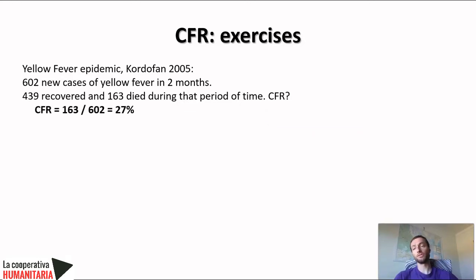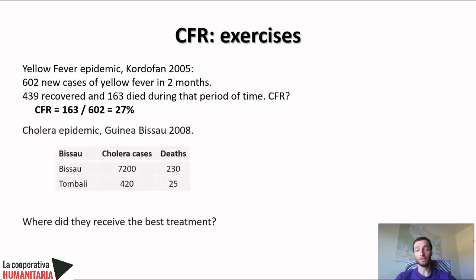Great. So if you calculate correctly, it was 163 deaths over the 602 people affected in this period of time, 27% of case fatality rate. That tells you about severity, how many people it affects, the severity of the disease, how deadly is this disease for this population, and the case management even. No?